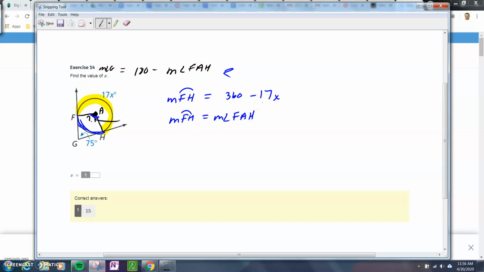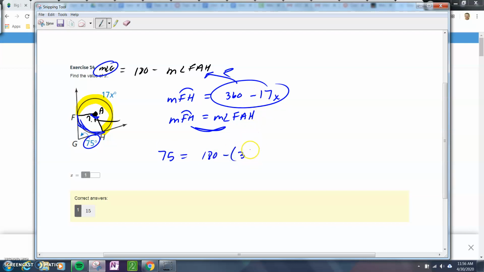Okay, so let's do a little substituting in. Let's take this, because these two things equal each other, and let's plug it in for this. And then let's change out what measurement of angle G is. We know what it is. It's 75. So 75 equals 180 minus this 3.